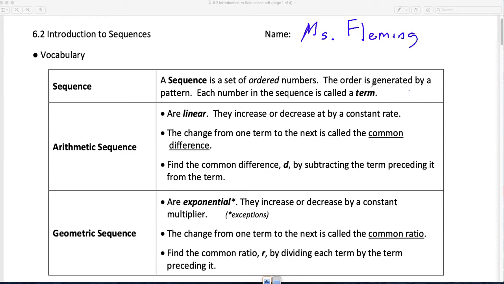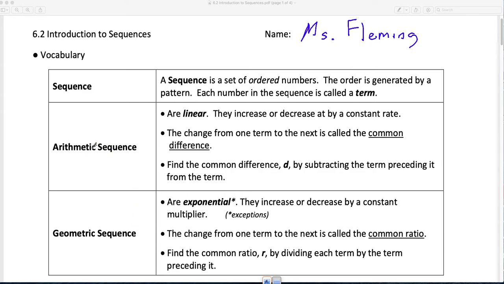All right, vocabulary for this lesson. We have a sequence in general. It is a set of ordered numbers. The order is generated by a pattern. Each number in the sequence is called a term. Now, it's algebra. We're going to focus on arithmetic sequences and geometric sequences, but there are hundreds and hundreds of other types of sequences. So don't think this is all there is, because it's not.